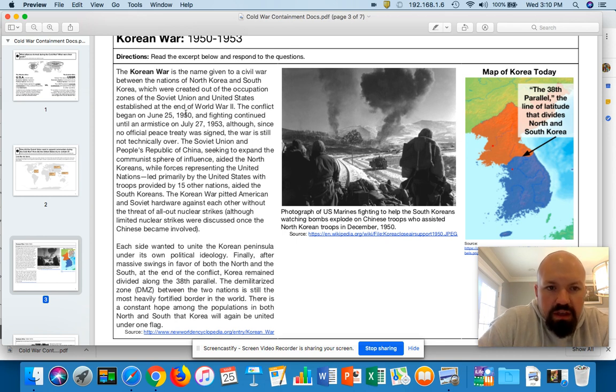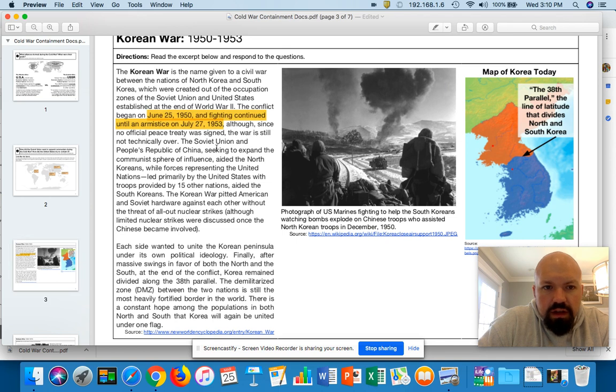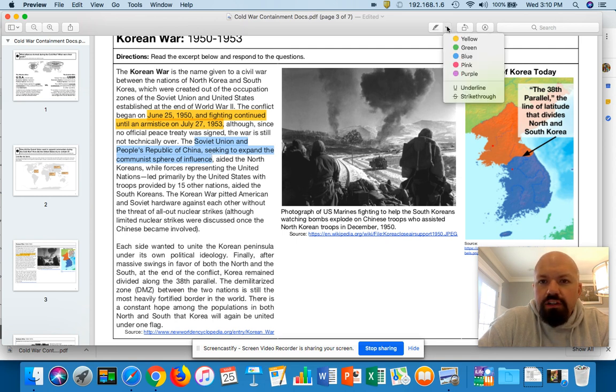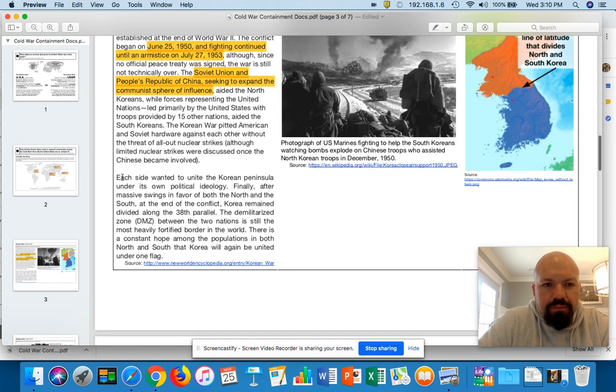Okay, so from this, we definitely should highlight that it is a 3-year conflict. That we've got the Soviet Union and China expanding, and we've got the US on the other side. Okay, down here. Each side wanted to unite the Korean Peninsula under its own political ideology. That's important. They each wanted to unify.